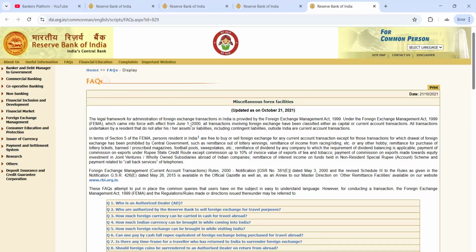So today we will be discussing the miscellaneous forex facilities. What miscellaneous forex facilities are available, and this will help you in your exam, and here you can expect 2 to 3 marks from this topic. So 2 to 3 marks can be expected from this topic. So let's start. Miscellaneous Forex facility.